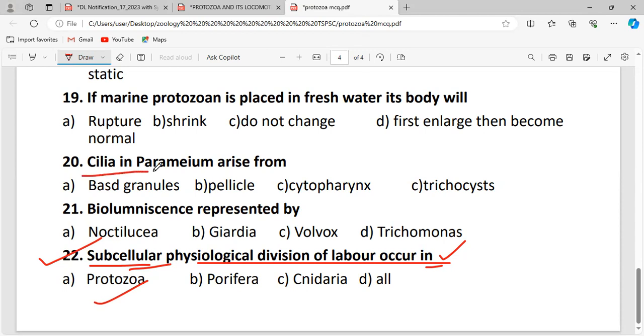And see, cilia in paramecium arise from, just now I have explained, this is not basal granules. Just now I have explained. Cilia in paramecium arise from basal granules, pellicles, cytopharynx, trichocyst. What is it? What porifera? Is it porifera? I didn't even teach porifera.